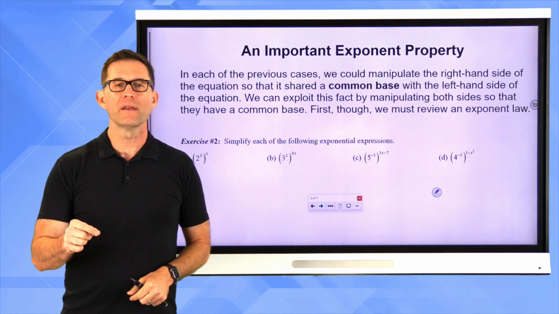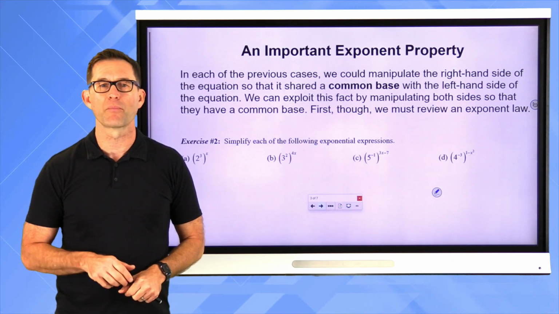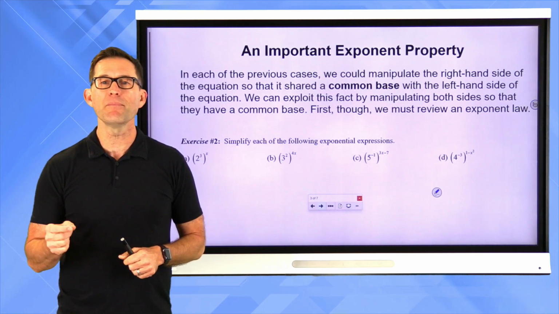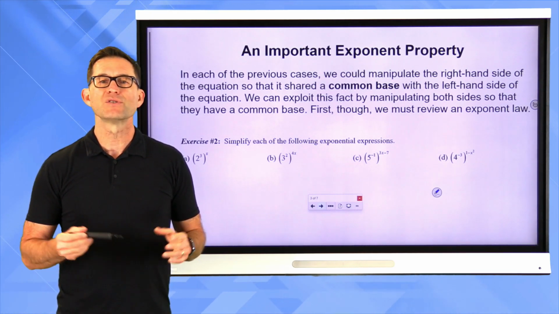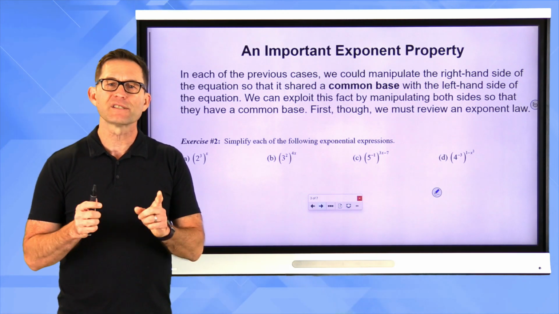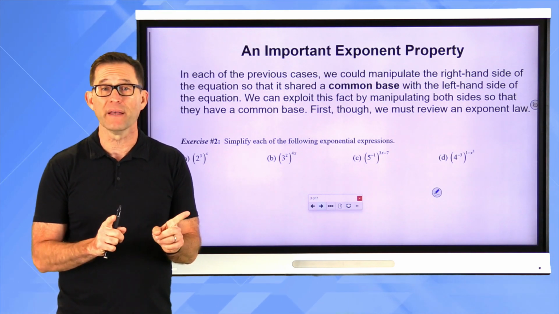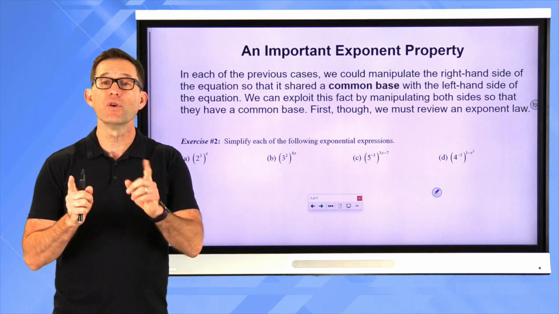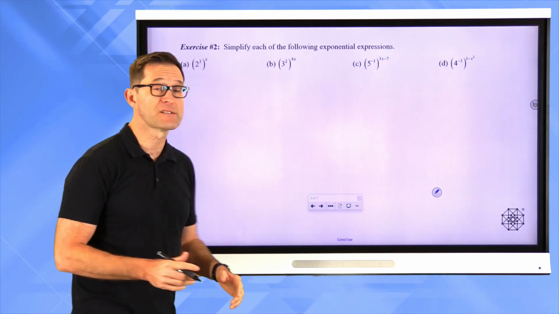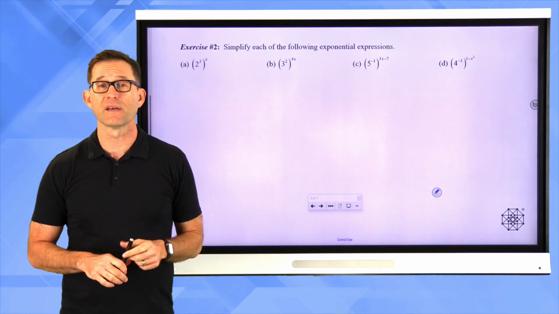Now, before we get into more complex equations, what we want to do is look at an important exponent property. In each of the previous cases in exercise number 1, we could manipulate the right-hand side of the equation so that it shared a common base with the left-hand side of the equation. We can exploit this fact by manipulating both sides so that they have a common base. First, though, we must review an exponent law. Probably the most important exponent law that we work with in this particular unit. Let's take a look at exercise number 2.